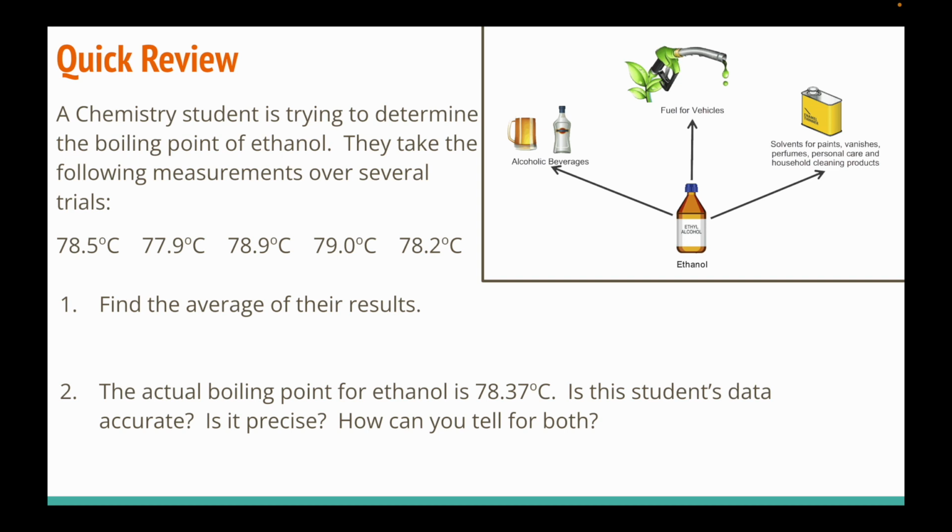So first, as a review, remember this is underneath your learning intention in your notes, but a chemistry student is trying to determine the boiling point of ethanol. They take the following measurements over several trials: 78.5 degrees Celsius, 77.9 degrees Celsius, 78.9 degrees Celsius, 79.0 degrees Celsius, 78.2 degrees Celsius. So first one, find the average of the results. So go ahead and do that for me. So pause the video and do that and record your answer in the appropriate space in your notes.